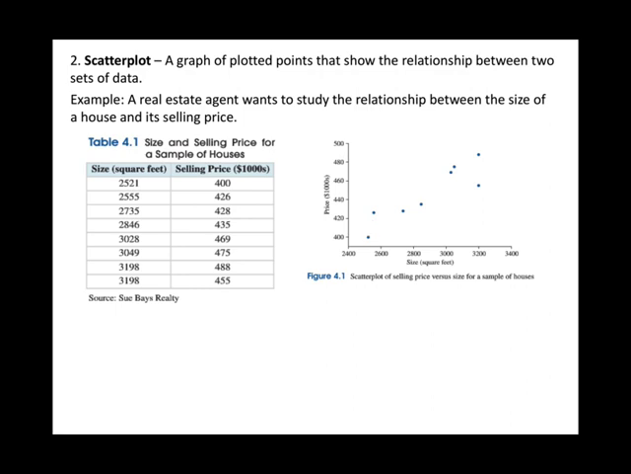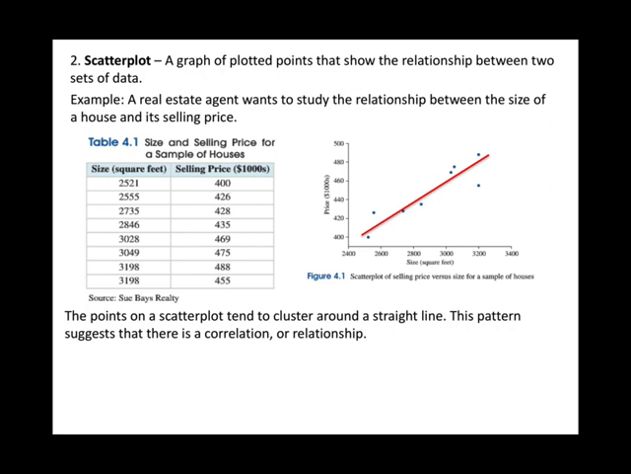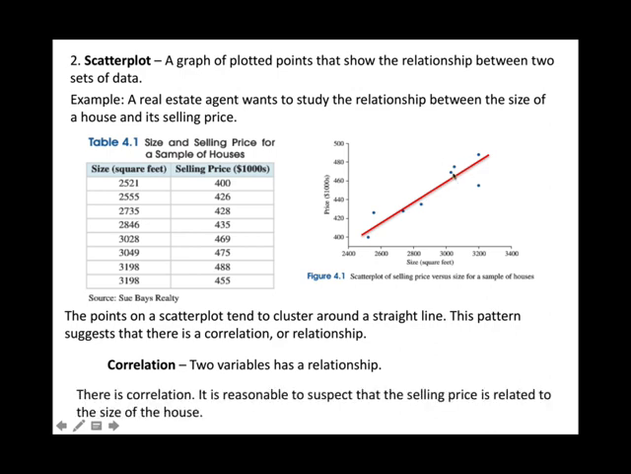Okay, how do I know if there is a relationship between these two variables? We could draw a straight line here. If most of the points are along the straight line, then that is a relationship. Or we can say that is correlation, meaning the two variables have a relationship. So in this example, all the points are along a straight line here. So it is reasonable to suspect that the selling price is related to the size of the house.